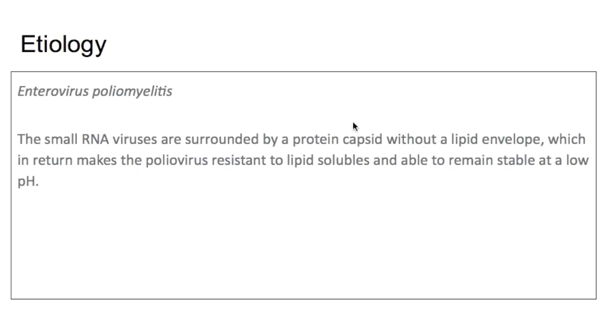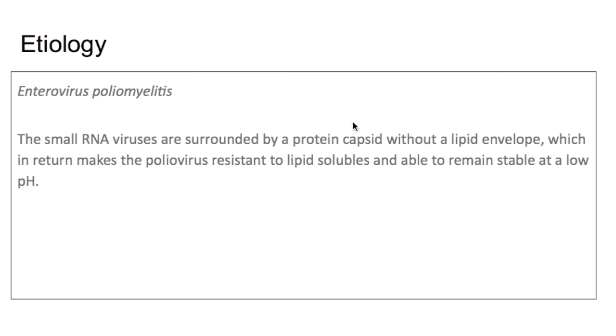I chose to speak on the etiology and reservoir of the polio virus. So, the etiology for this disease is pretty complex. The technical name for it is enterovirus poliomyelitis. This small RNA virus is surrounded by a protein capsid without a lipid envelope, which in return makes the poliovirus resistant to lipid solubles and able to remain stable at a low pH.